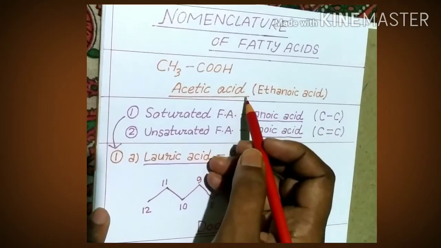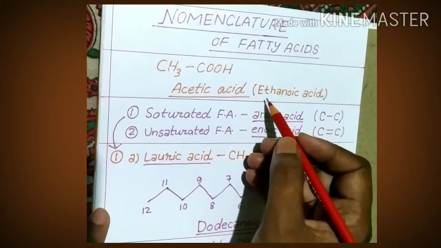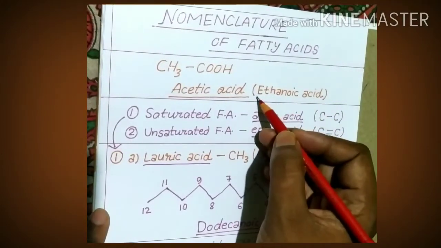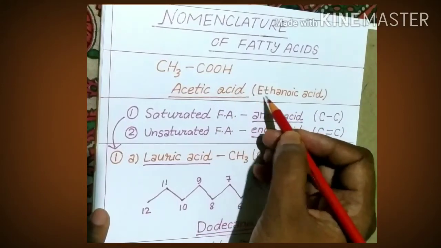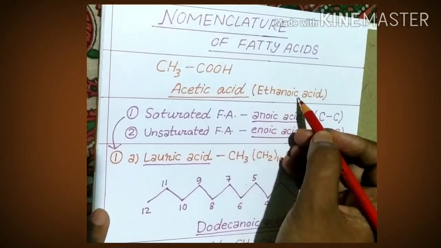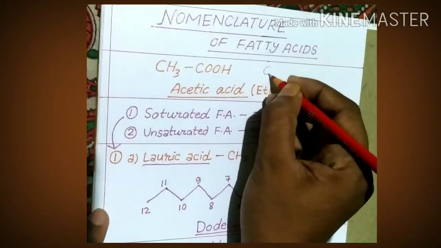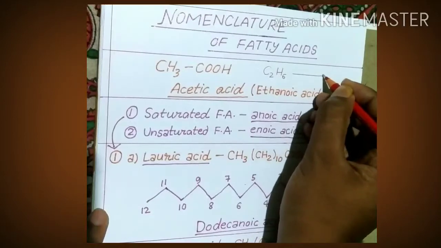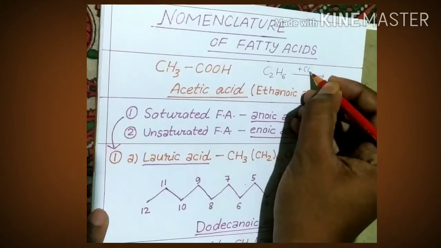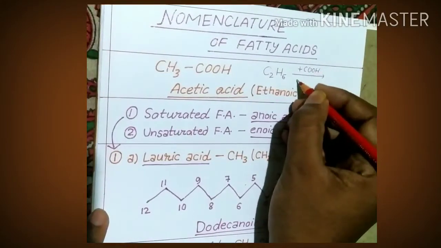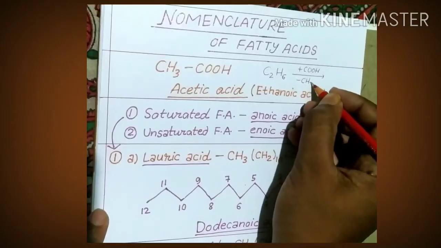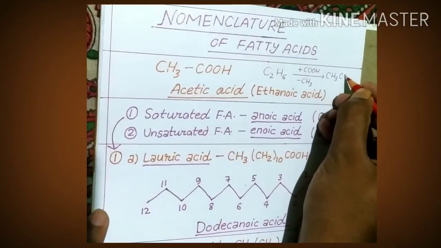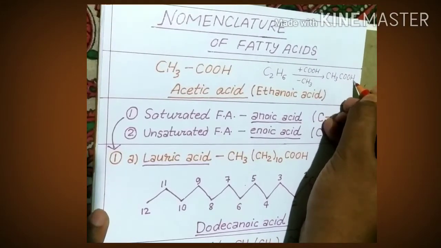It is the smallest fatty acid and its systematic name is ethanoic acid. It has been derived from ethane, and that's why it is ethanoic acid. Ethane is C2H6. Here the carboxylic group is added and a methyl group is deleted, and in this way we get ethanoic acid, CH3COOH.